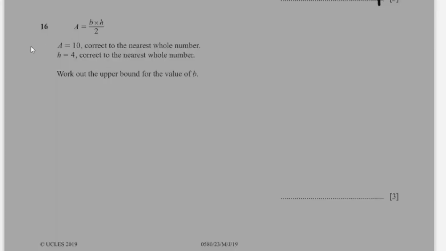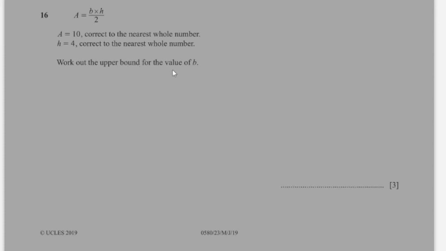16. A is equal to b times h over 2. A is 10, correct to the nearest whole number. H is 4, correct to the nearest whole number. Work out the upper bound for the value of b. So as we can see over here, we need to work out the upper bound for the value of b, which means first we'll start with making b the subject of the formula. So we have b is equal to 2a divided by h.